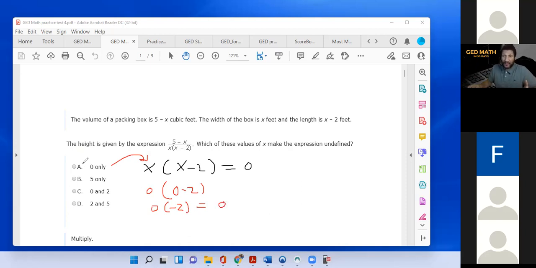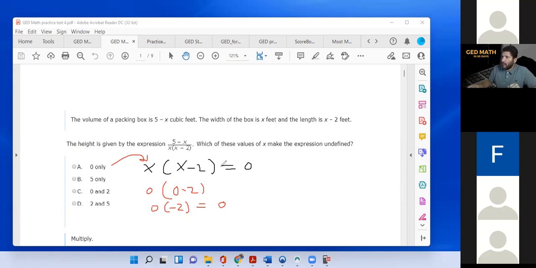So we know A could possibly be it. This is where people make the mistake. Once they see A, once they fill in 0, they think they're done. They pick A and they leave. You must look at all the multiple choices. Okay, we know 0 is an option. So let's try 5.